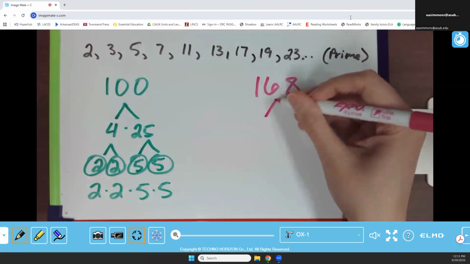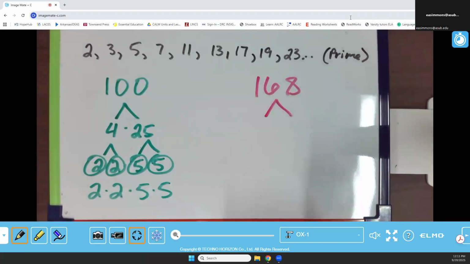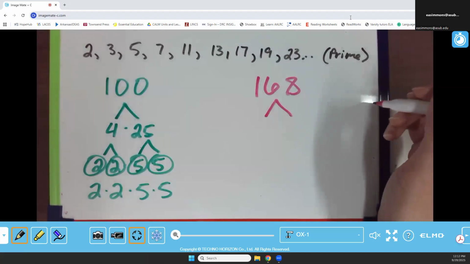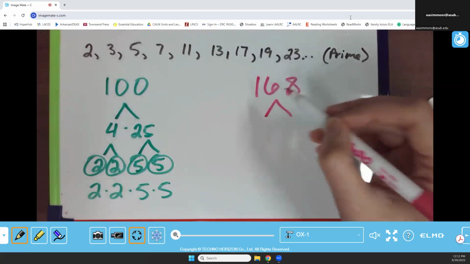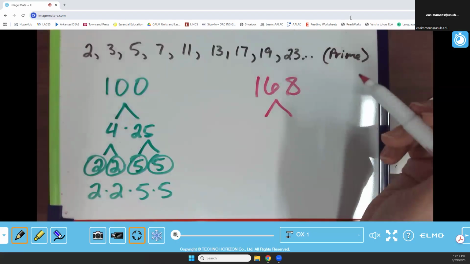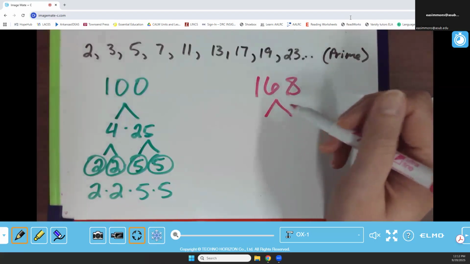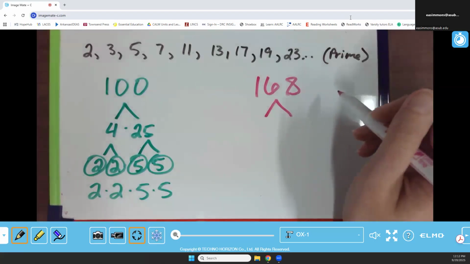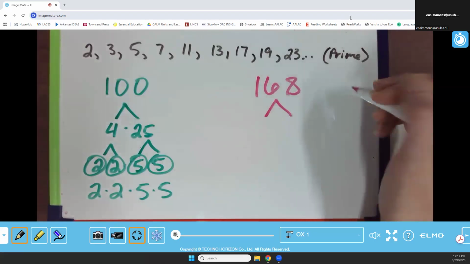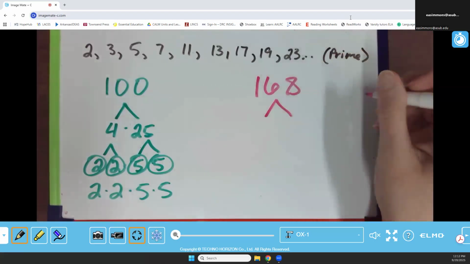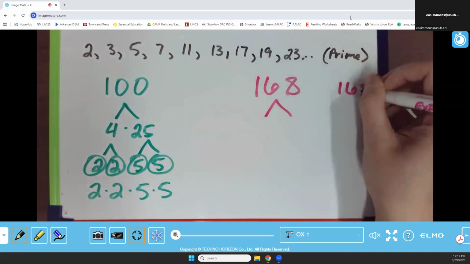All right, now I'm going to break down 168. And off the top of my head, I don't know what times what gets me 168. So if you ever run into that, you can look at your number and say, okay, is it even? Does it look like it's divisible by 3? And kind of go down the 1 through 10 list until you find something that can come out. This number's even, so I'm going to divide it by 2.